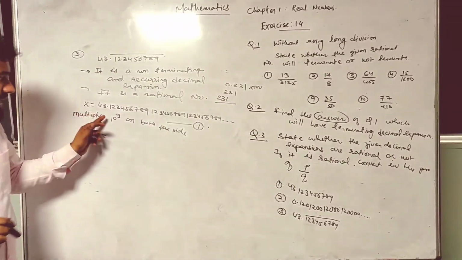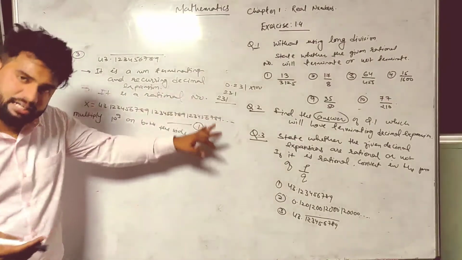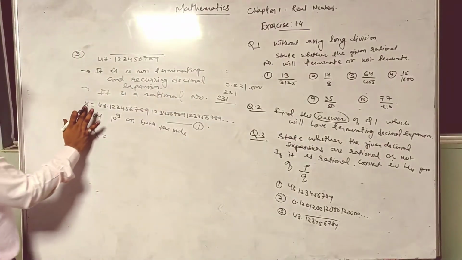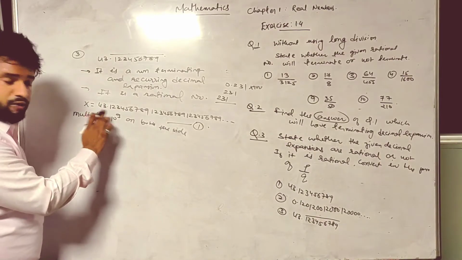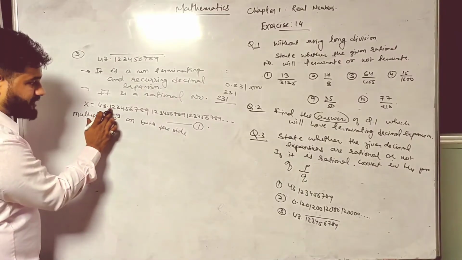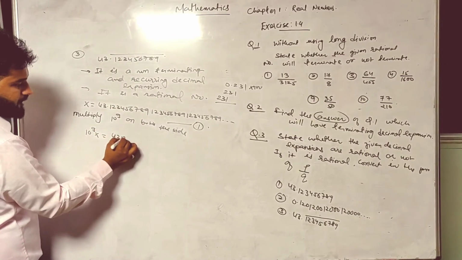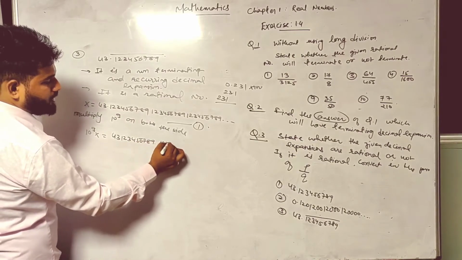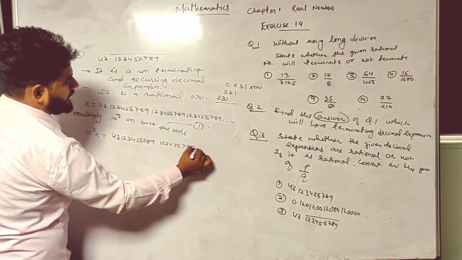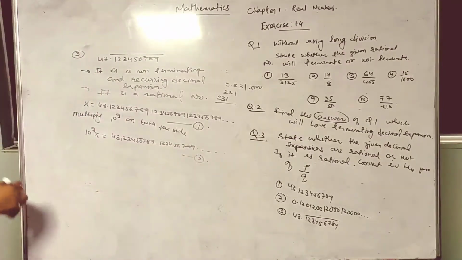So if you multiply by 10 to the power of 9, the decimal will shift after 9 digits. So this has become 10 to the power of 9x. And because you have multiplied by 10 to the power of 9, the decimal will come here after 9 digits: 3, 6 and 9. So this will become 431234567 point 123456789, and so on and on. That you have to give as equation number 2.